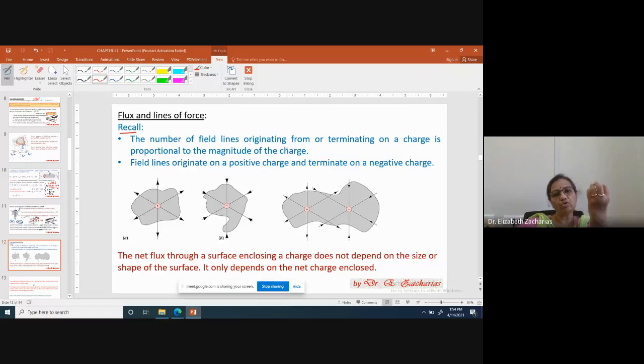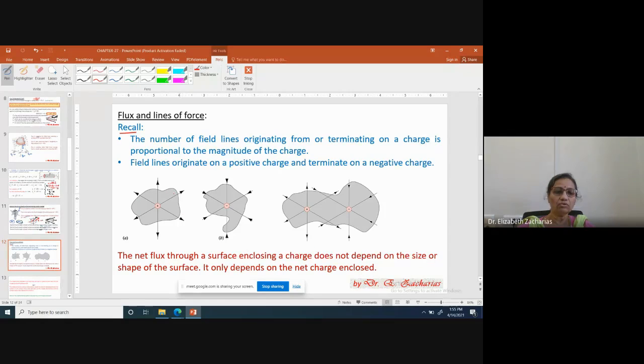If I have a 4 nanocoulomb charge and a 2 nanocoulomb charge, number of lines from the 4 should be double of what you are drawing from 2. Okay, this you know. Next, I want you to recall something. Field lines start on a positive charge and terminate on a negative charge. This also we studied in the last chapter. Keeping both these pictures in mind, let us just look at this picture here.